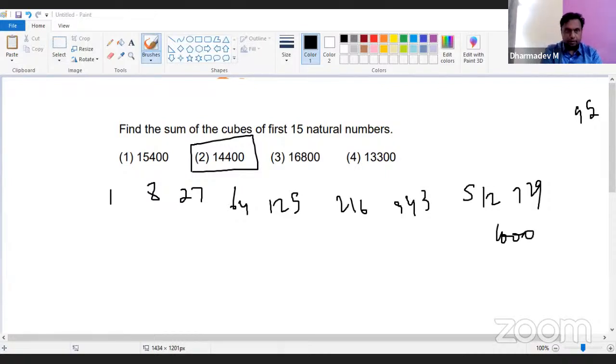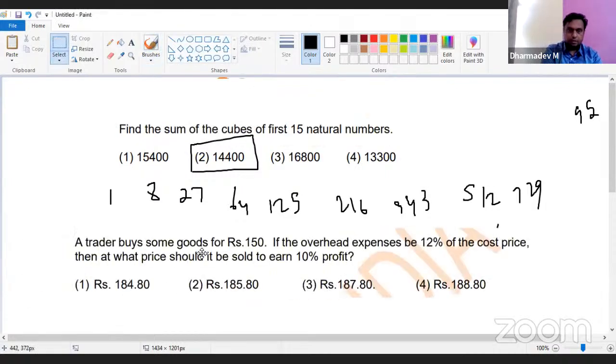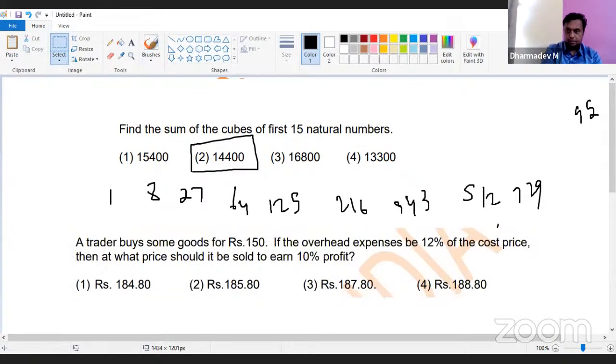Okay, fine. Can you see the question? A trader buys.